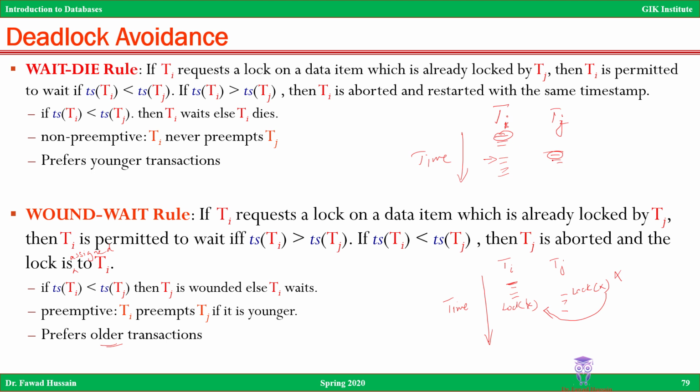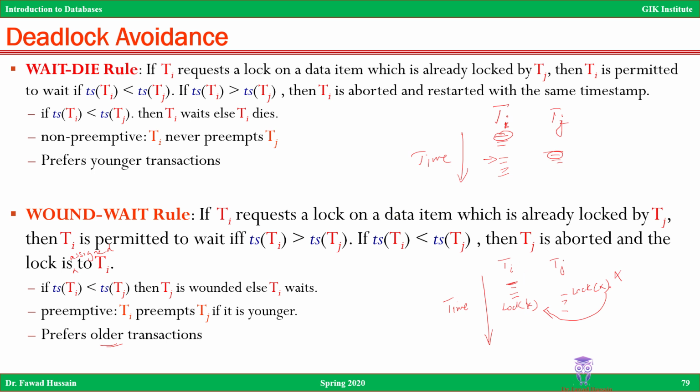In this case, there is no preemption. Even though ti started earlier, if the lock is with tj, it is going to remain with tj. In this case, tj is going to be aborted and the lock will be given to ti. So this favors the older transaction, this favors the younger transaction. So these are the two ways we are going to avoid the deadlock whenever we detect a cycle.